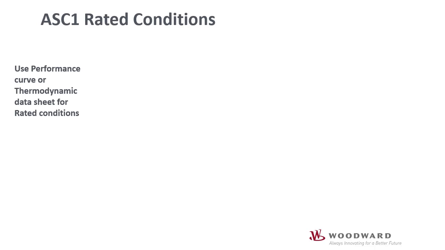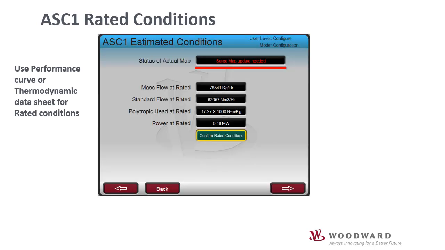Once we are done with the rated condition, our next step is to click the confirm rated condition button. Once we hit confirm rated condition, you may notice that the status value is changed from rated condition confirmation to surge map update needed. Now the next step is to enter your surge map.